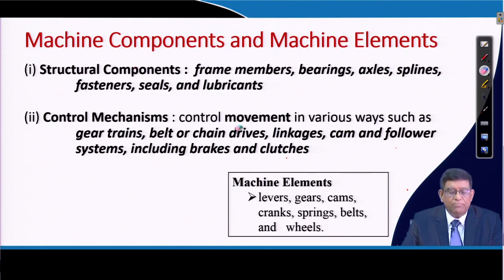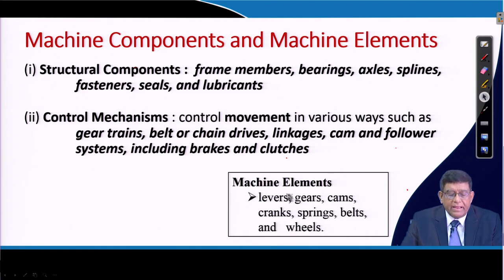And the control of movement, that is where how the power will be given and how it will go, is done by your gear trains, belts, chain drive, linkages, cam and follower systems, and brakes, clutches. These are the basic machine elements you might have seen.